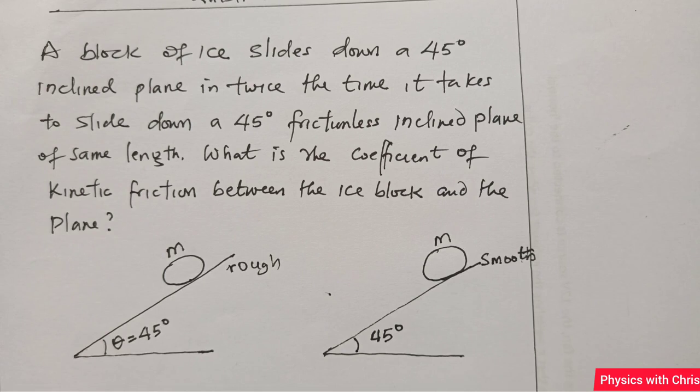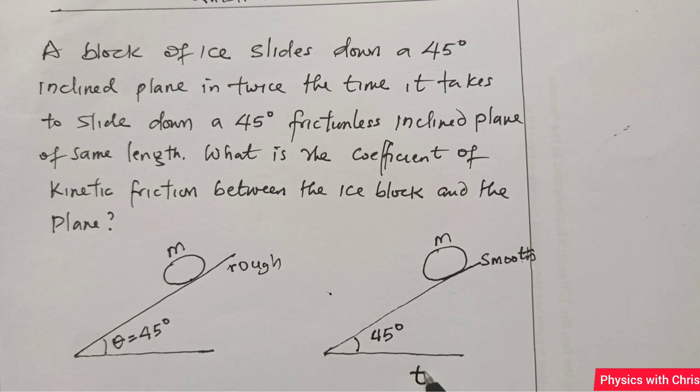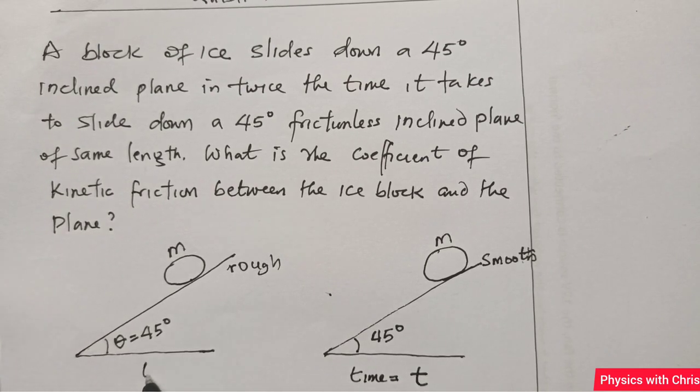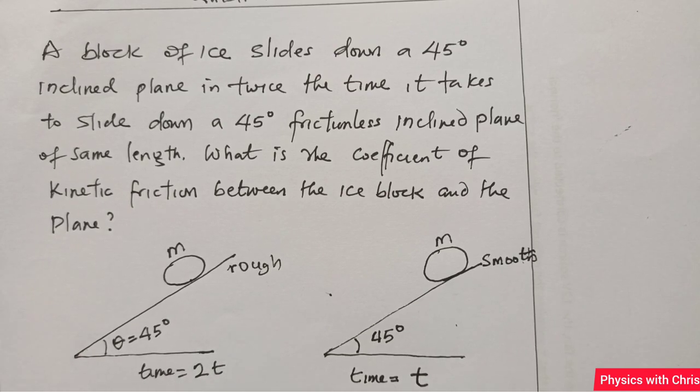Now, let's say it takes a time t for the block to slide through the smooth inclined plane. That's the time taken is t. Then the time taken for the same block of mass to slide through the rough inclined plane is 2 times t, from what the question says here. Let's say t is 5 seconds. Then it's going to take 10 seconds for the same block to slide through this rough inclined plane.